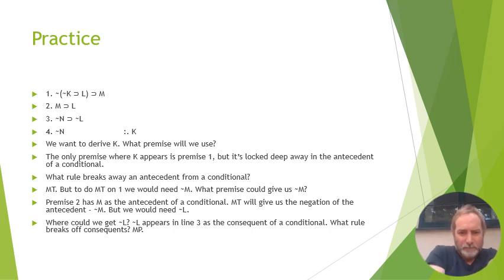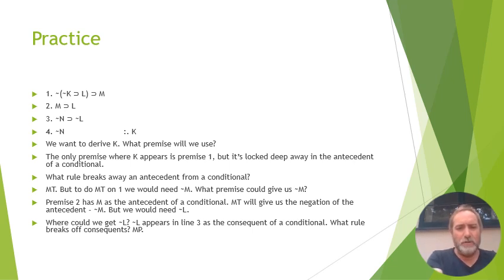Right? But at the very least, we know in order to simplify that, if we had a rule that let us break up a conditional and get the antecedent on its own in some way, that would probably help, right? That would get us closer to getting K on its own. And we only have one rule that actually does that, right? It is modus tollens, right? Modus tollens lets us take the antecedent out of the conditional. We have to negate it, but at least it gets the antecedent on its own, right?